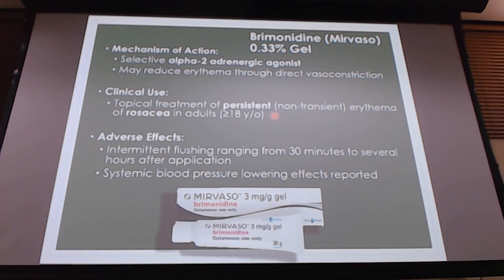Okay, your clinical use is for persistent rosacea in your patients, and then looking at your adverse effects. You have some patients where they will experience flushing, but it does go away within that first 30 minutes of them applying it. Make sure that they're washing their hands. And then you can also see that systemic blood pressure lowering effect occur.